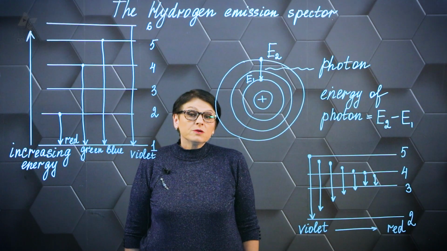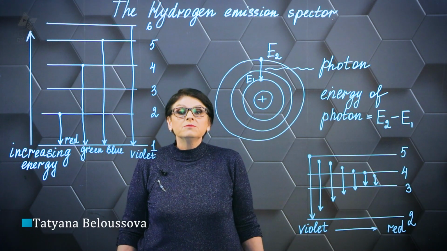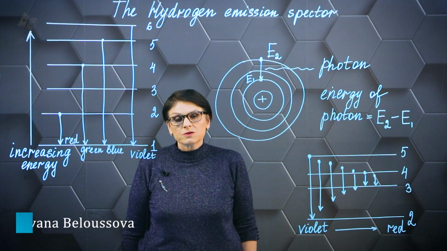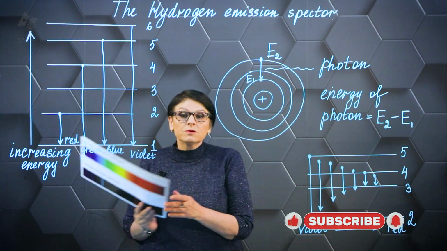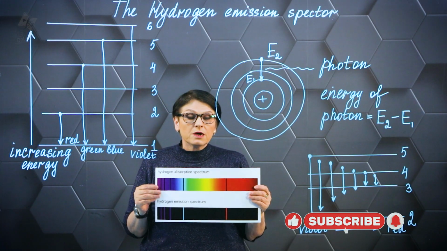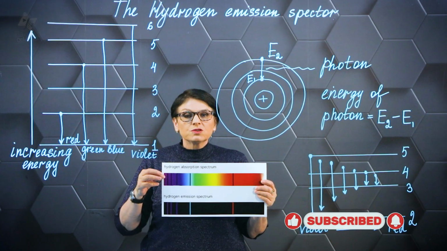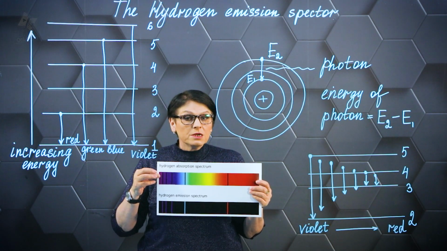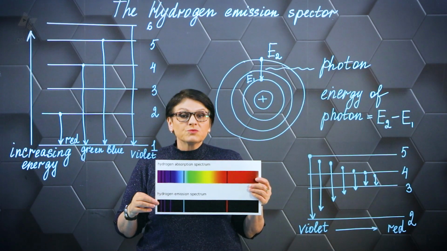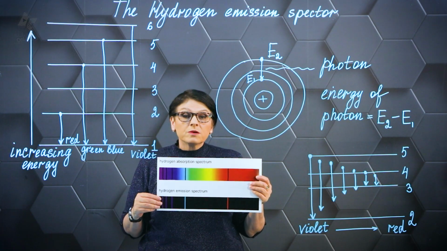Hello, today we will look at how the lines of the emission spectrum of the hydrogen atom are arranged. In the previous lesson, we talked about the fact that the spectrum of hydrogen, the very first chemical element, exists in two forms. There is an absorption spectrum and an emission spectrum. Let's look at the emission spectrum in more detail.